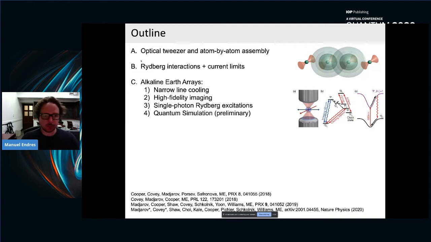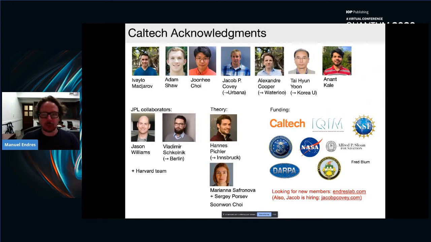Let me first briefly introduce the people who really do the hard work in the experiment. This is a range of graduate students and postdocs, some responsible for the results I'll show, and some who have moved on to their own groups now. We have theory collaborators, and we also have experimental collaborators at the Jet Propulsion Lab at Caltech. I also want to thank the Harvard team in Misha's group, where I show some of the data still from my postdoc. And we are always looking for new members. If you're interested, write me an email.